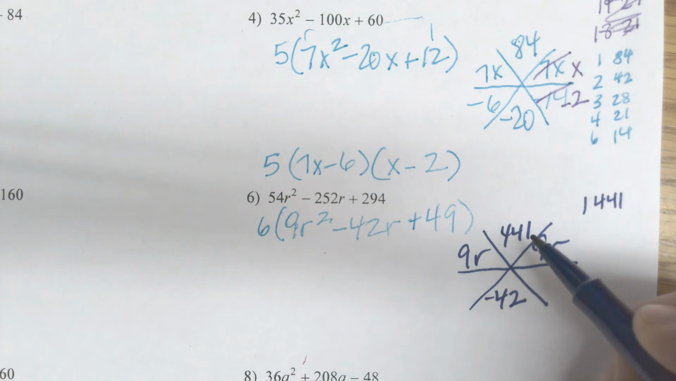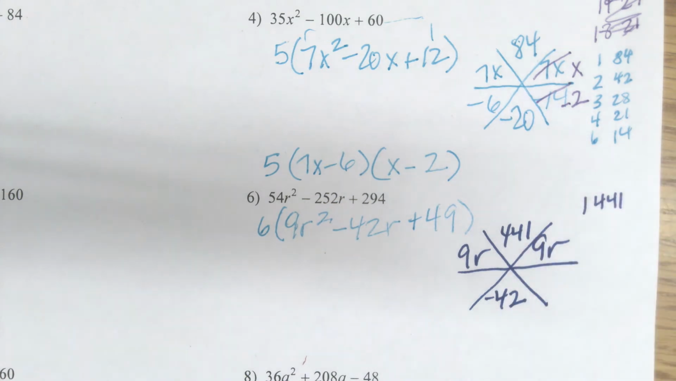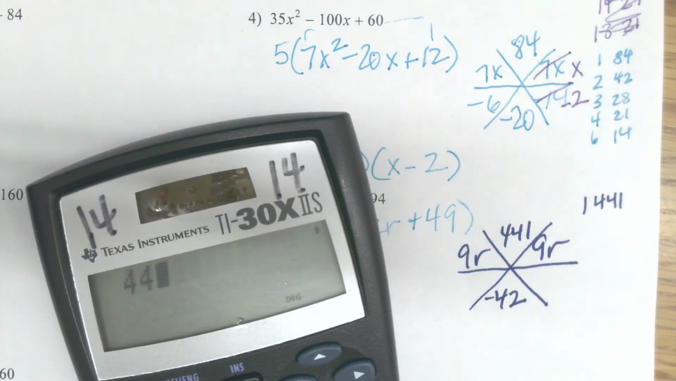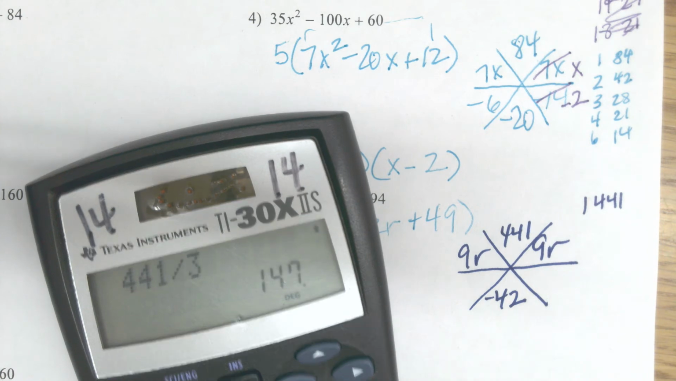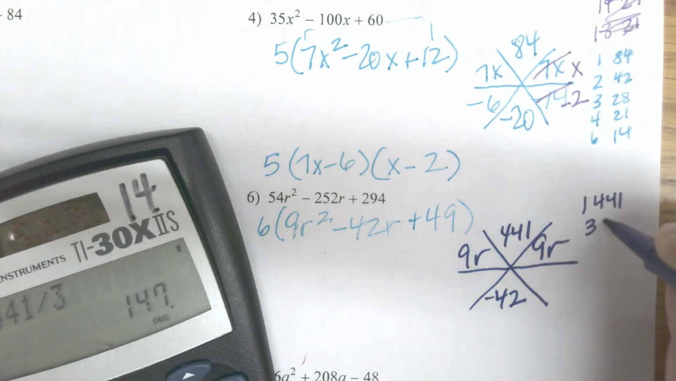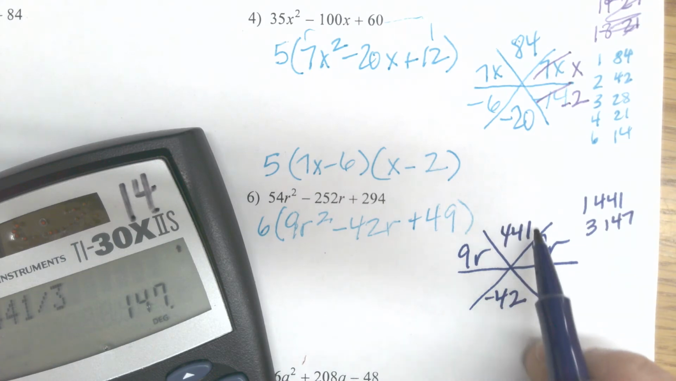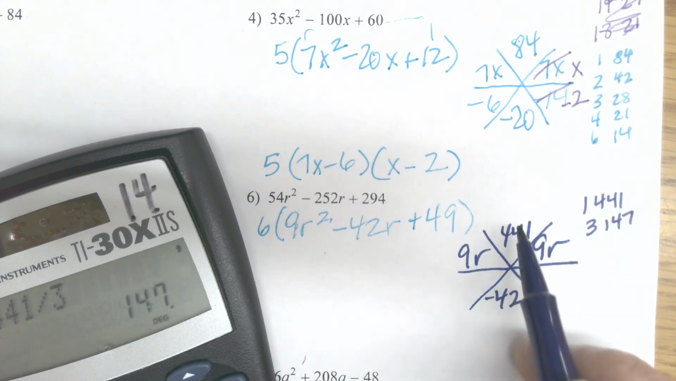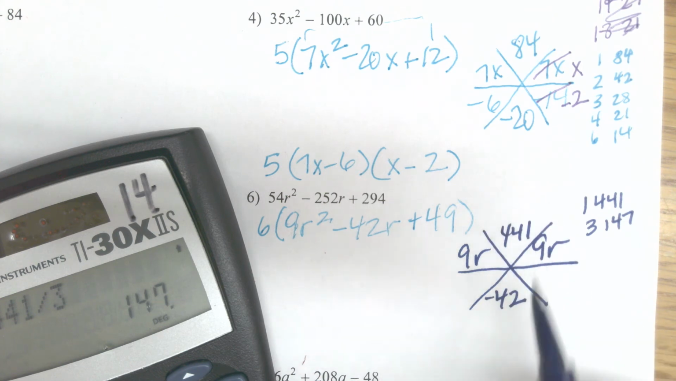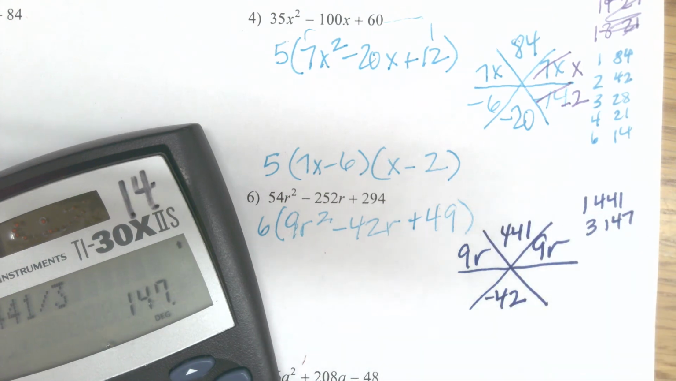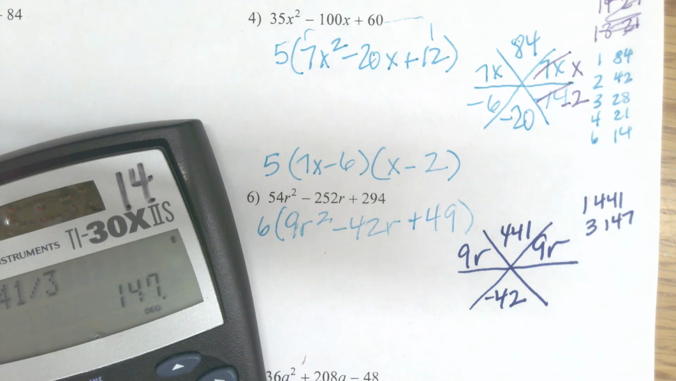2's not going to go into it because it's not even, so I'll try 3. 441 divided by 3. That's 147. Again, I want it to be negative 42, so I need both of them to be negative because the top number is positive, the bottom number is negative. 3 and 147 isn't going to work here. 4 won't work again. If 2 doesn't go into it, none of the even numbers will go into it. So I don't even need to try them.